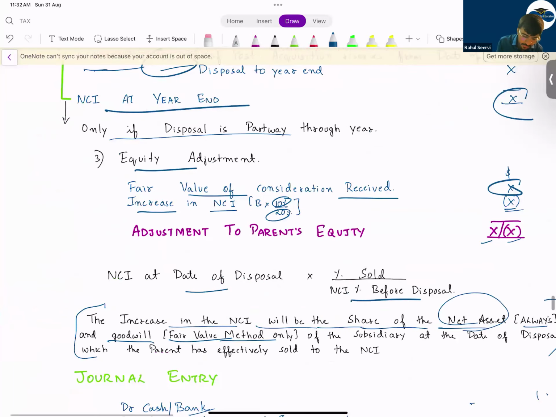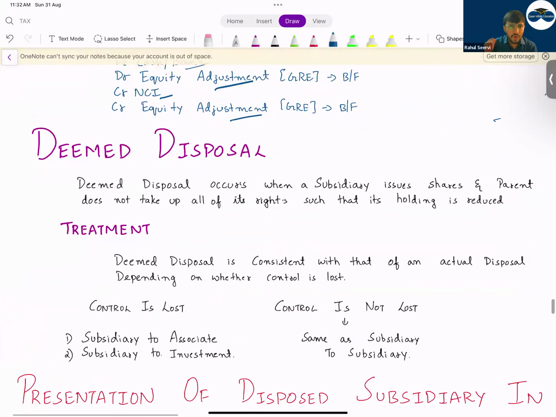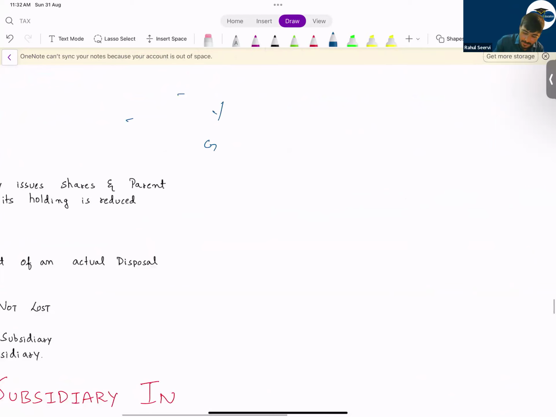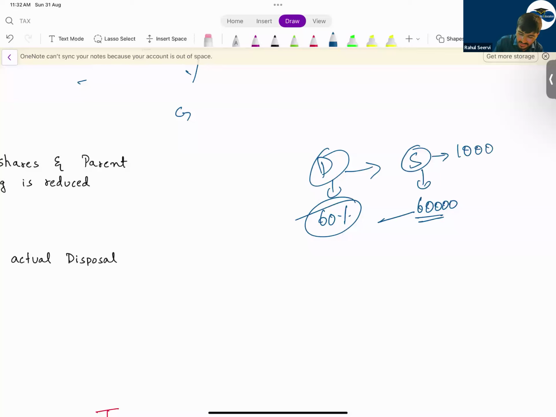Then coming to deemed disposal. This deemed disposal has not been tested, it's the same as your step disposal. Now deemed disposal will occur when, understand. Today parent company is there, subsidiary company is there. Now parent company has 60% of subsidiary company. So that means 60,000 shares for parent company. Total shares are what? 1 lakh shares.